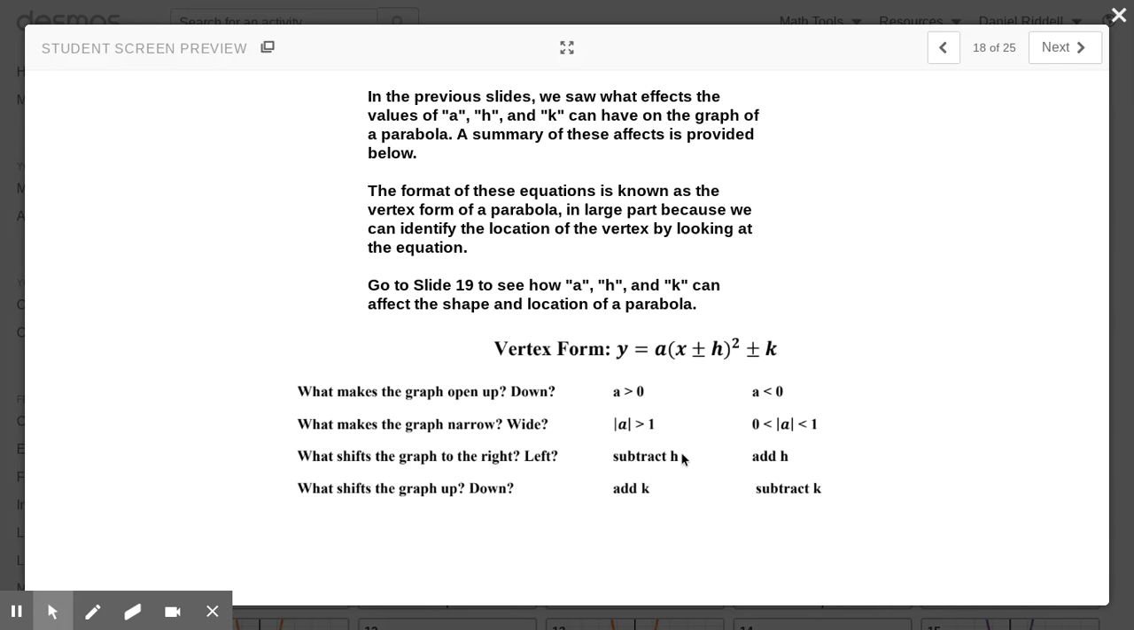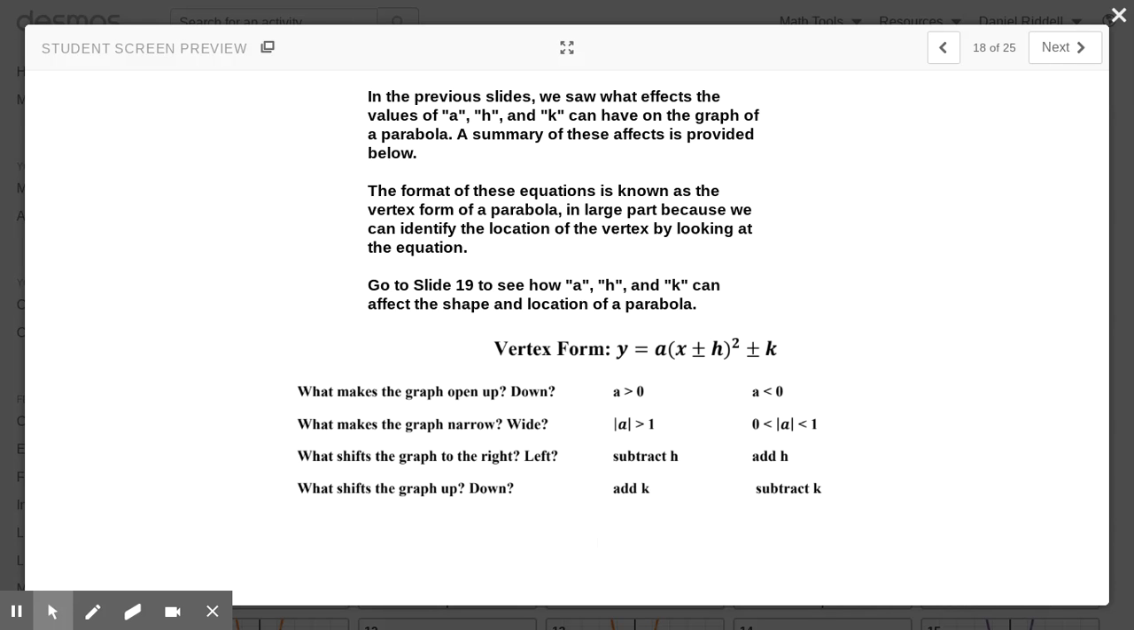H would move us horizontally. So if we see a minus H inside our parentheses, that would mean our graph has shifted to the right. If we see plus the number inside our parentheses, so plus H, we would see that our graph has shifted to the left. So that one's kind of backwards of how we think, but the K's are pretty straightforward.